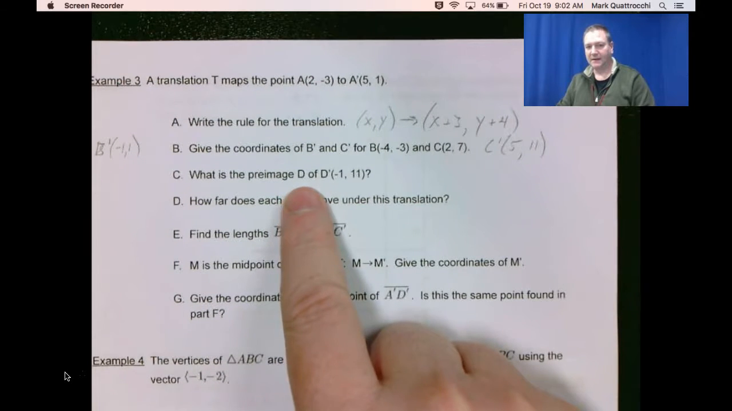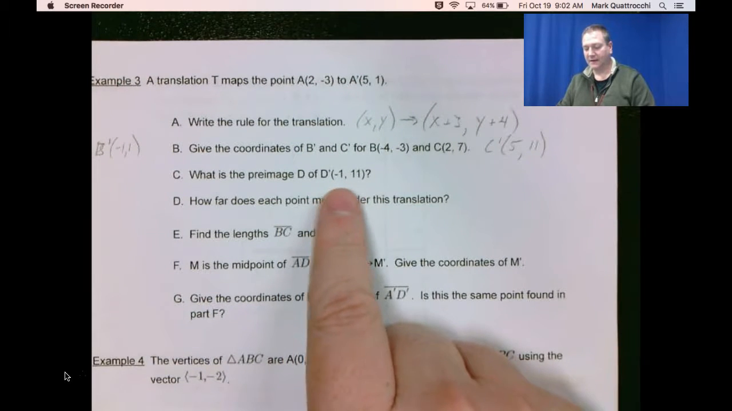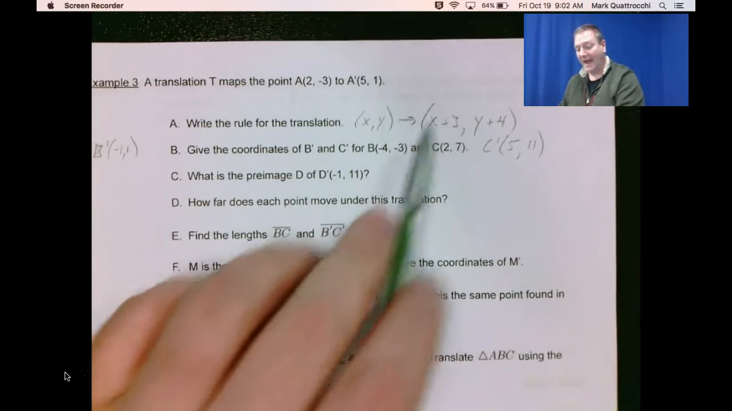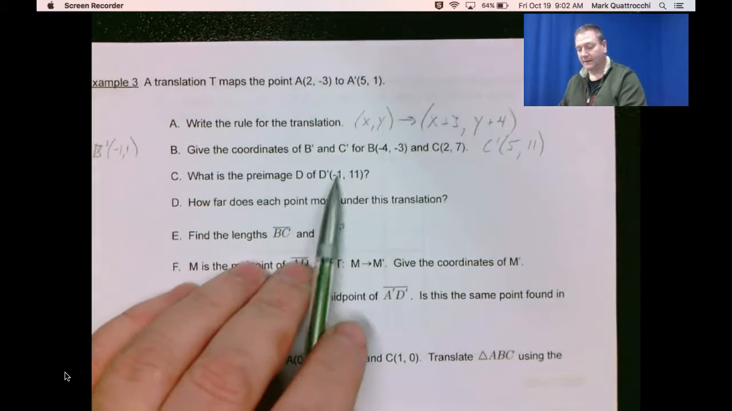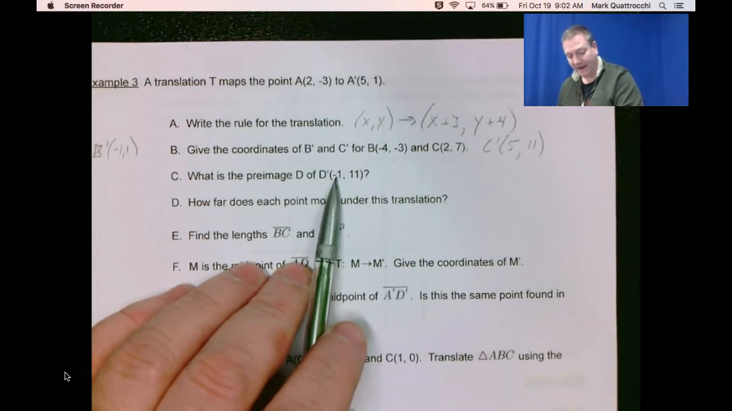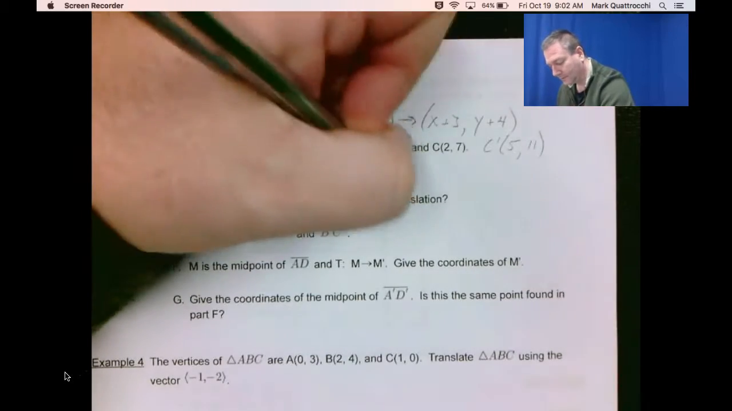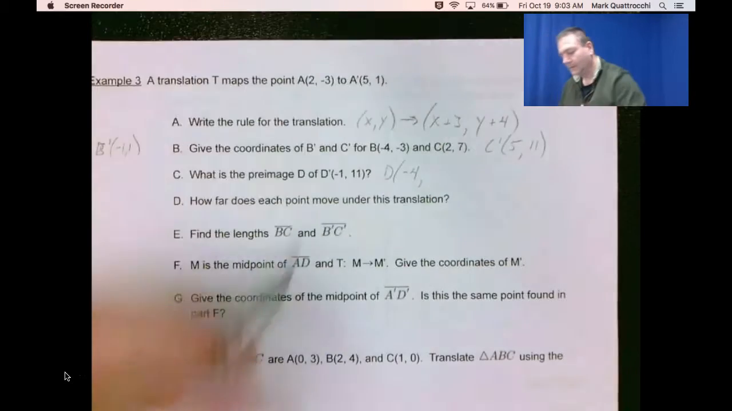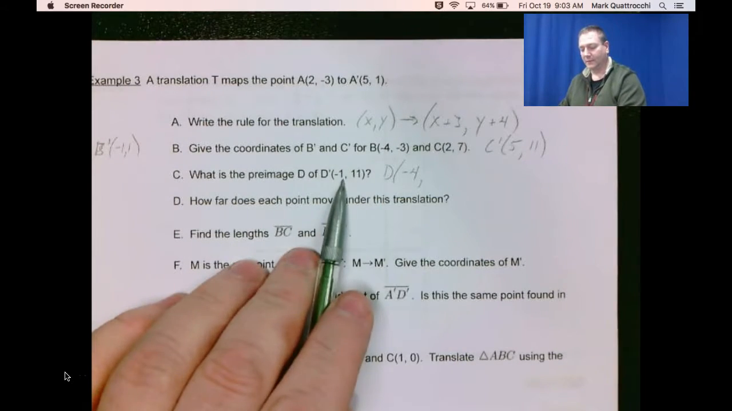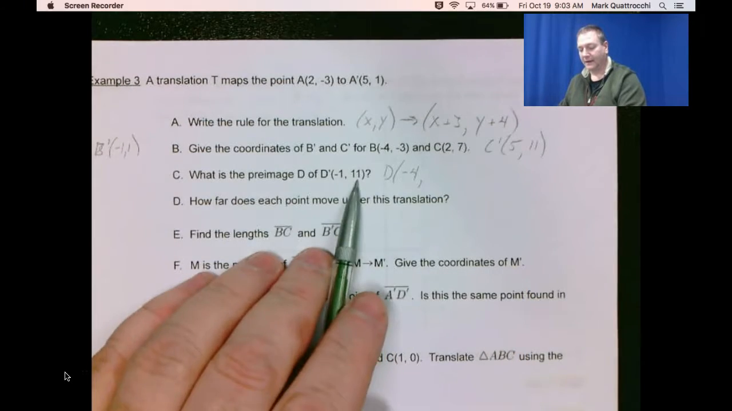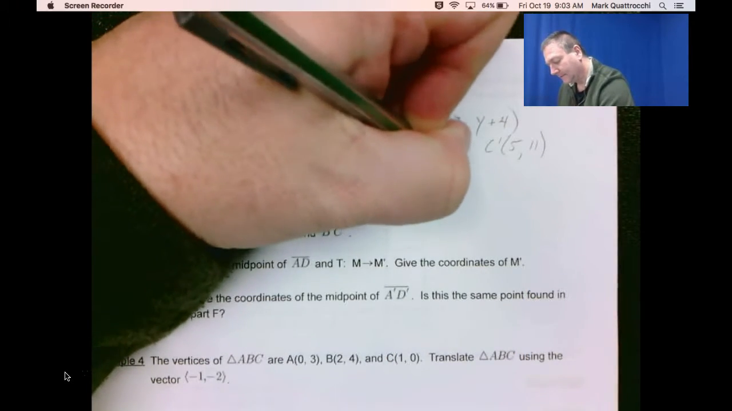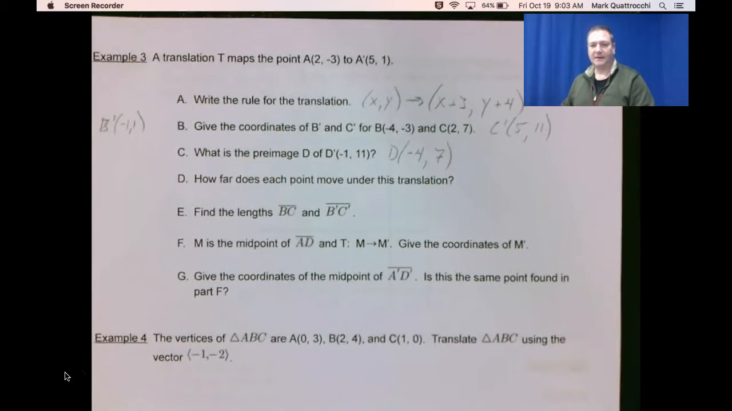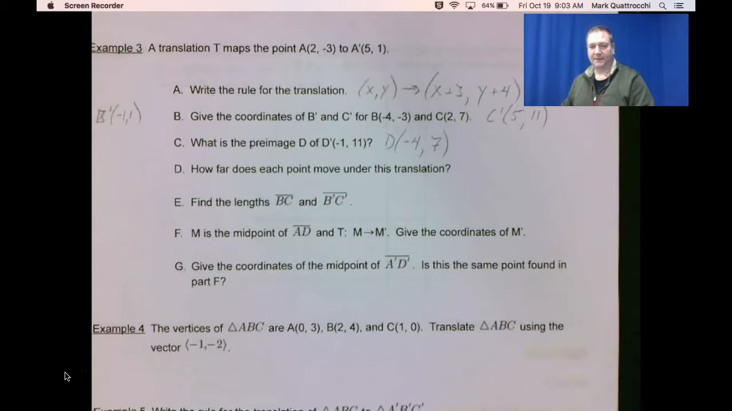What was D if D prime, the result, is negative 1, 11? So now we're going backwards. What did we add 3 to get negative 1? Well, we must have added it to negative 4, because negative 4 plus 3 is negative 1. What did we add 4 to get 11? 7. 7 plus 4 is 11. So the original point D must have been at negative 4, 7.